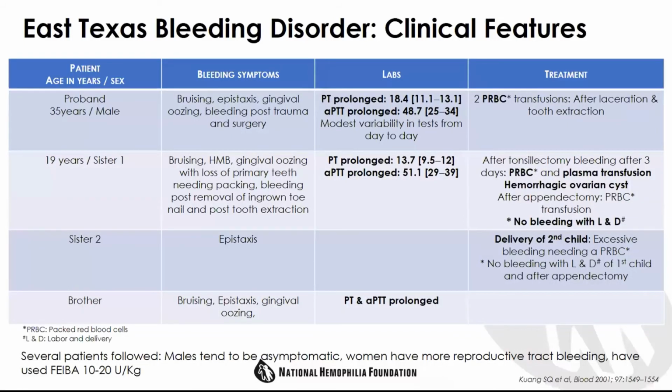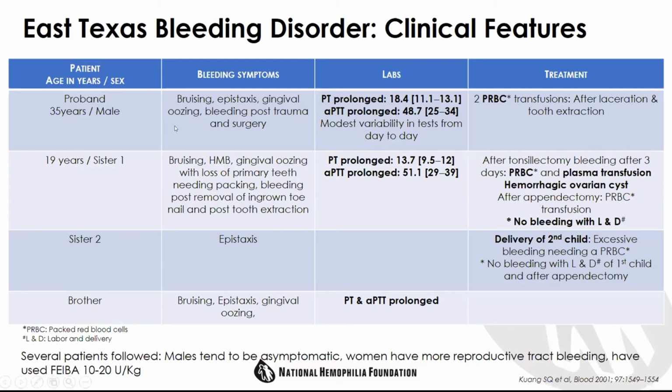This is a busy table, and I have put it out here because the description of East Texas bleeding disorder comes from cases which were published first in 2001 from certain individuals who live in East Texas and were found to have this bleeding disorder. As you can see, just like any other bleeding disorder, males and females are equally affected, as happens in Factor V deficiency and combined Factor V and VIII deficiency.